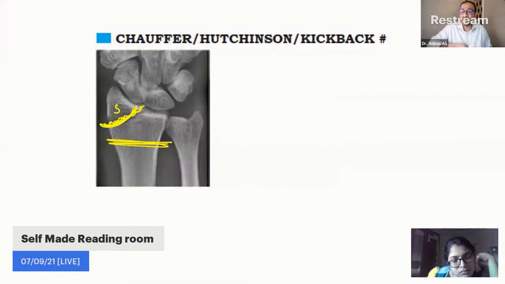Schoffer is a driver. He used to start the engines of the car, and that handle would come back and kick back and hit which part? This part. What is this part? This is your radial styloid. So isolated radial styloid fracture is your Schoffer's fracture.